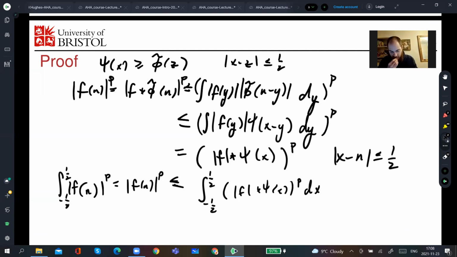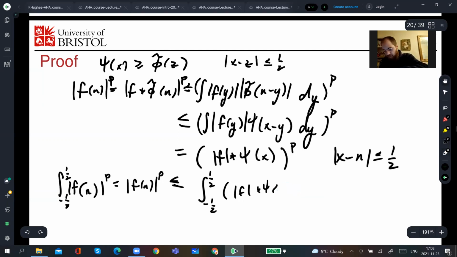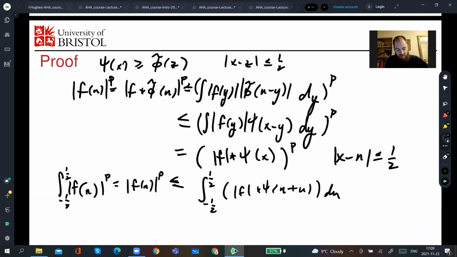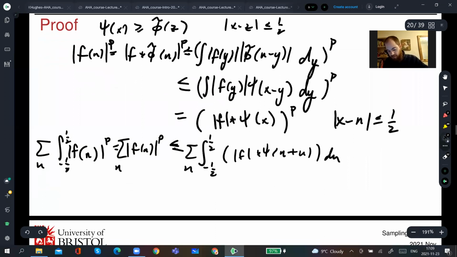I need to be a bit precise here. I actually want to say the following: x and n are close to each other, so this is actually n plus u, where u is between minus a half and a half, with respect to u. And now you sum up over all the n's, and this is just the integral over R now, all to the pth power.